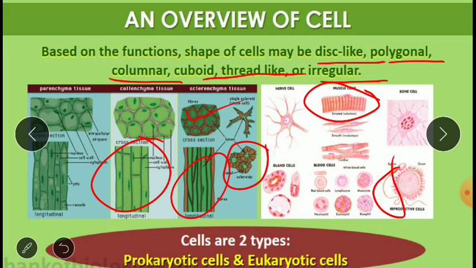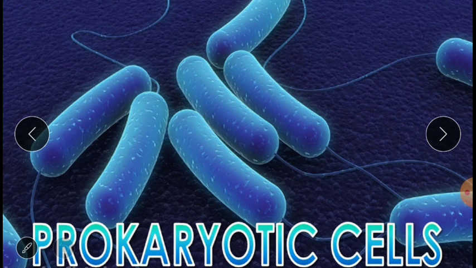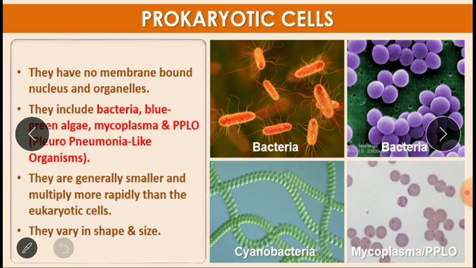Apart from that, the cells are broadly classified into two types, that is prokaryotic cells and eukaryotic cells. Coming to the first one, the prokaryotic cells. So what are the prokaryotic cells? Let us see that. The best example of the prokaryotic cell is a bacterium. These organisms have no membrane bound organelles. They do not have any membrane over the organelles.